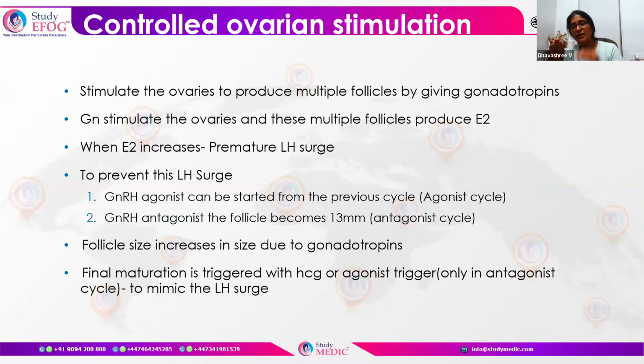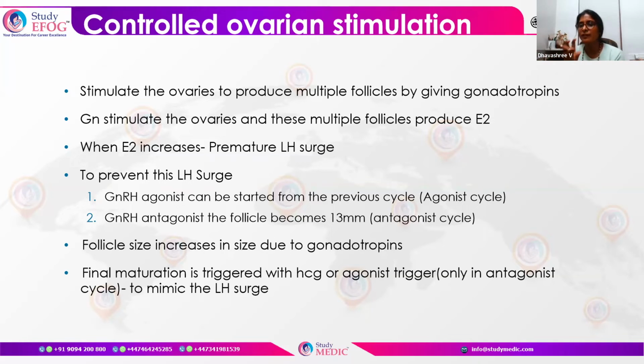So when we give an LH suppression along with gonadotrophins, the follicle keeps growing, and when it reaches an appropriate size of around 16 to 18 mm, we trigger the final maturation. How do we trigger the final maturation? It is either by giving an HCG injection or an agonist trigger. Basically, an agonist is something which causes an FSH and an LH surge. So this is basically to mimic an LH surge. HCG has LH surge kind of activity, and an agonist trigger also produces an LH surge.